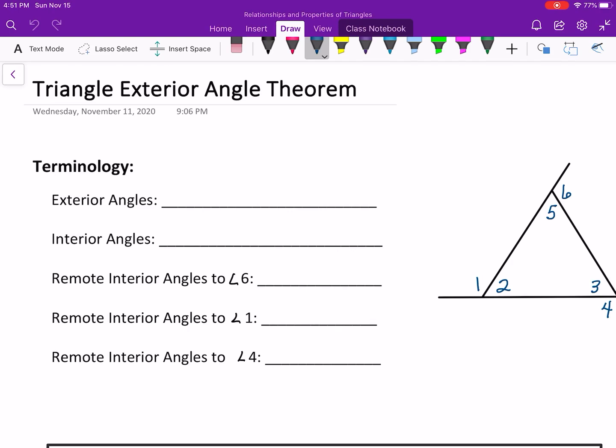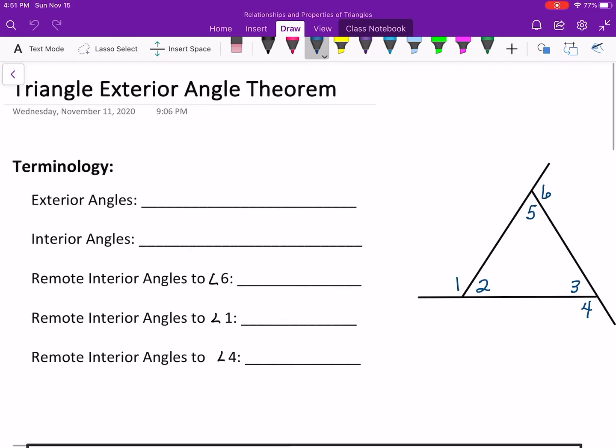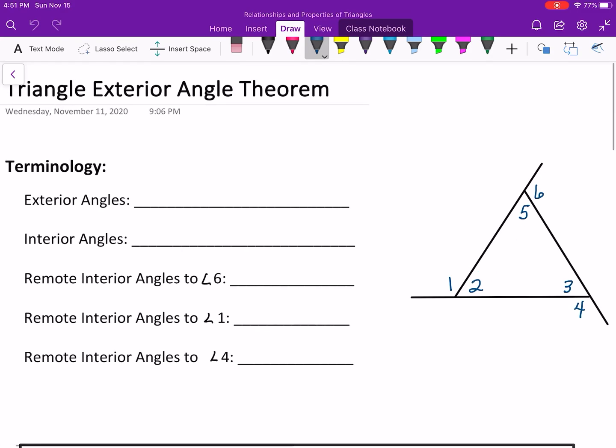New theorem for today is the triangle exterior angle theorem. Before we can look at the theorem, though, we need to get a little bit of terminology out of the way: the idea of interior and exterior angles. So let's take a look.